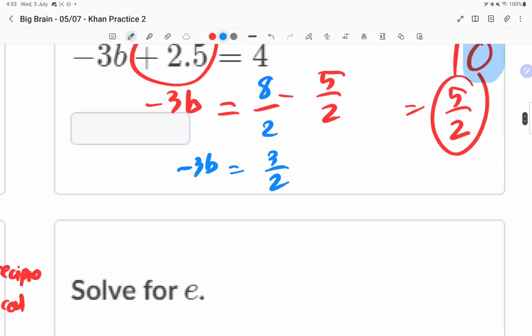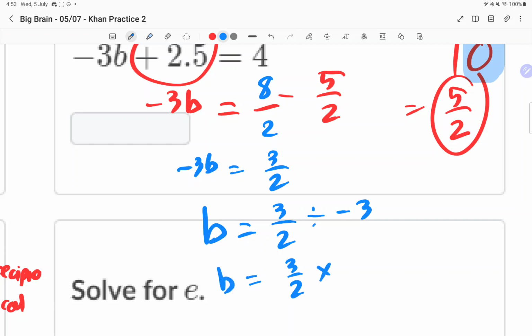How do we continue? How do we find b? Divide. By? Negative 3. Divide by negative 3. That's right. How do we do fraction division? You times it. By? Negative 3? No. The reciprocal. The reciprocal of negative 3. What's the reciprocal of negative 3? Any guesses? 1 over negative 3. 1 over negative 3, right? If it's a whole number, it's just 1 over that number.